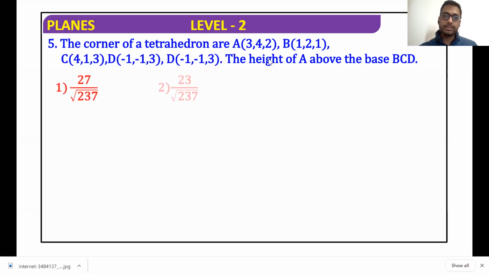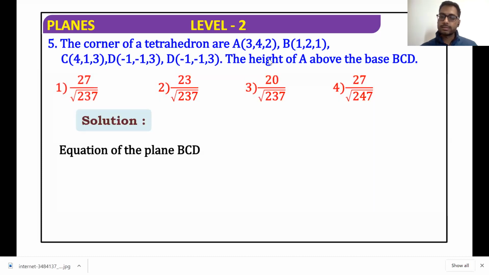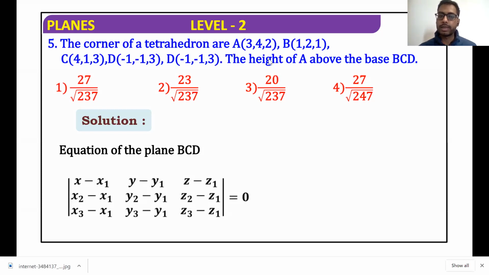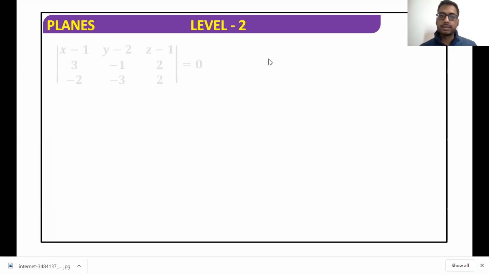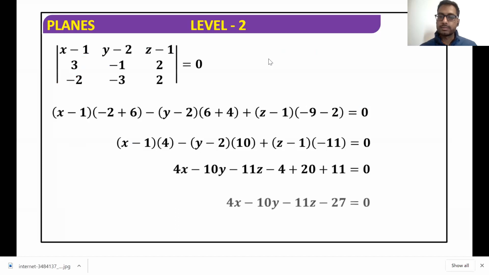So let's see the solution. First, we are going to find equation of BCD, and equation of BCD can be obtained by using this formula. All the values are given to you. x1, y1, z1 is your B coordinate, x2, y2, z2 is your C coordinate, x3, y3, z3 is your D coordinate. Substitute the coordinate values in there to get final equation. So final equation is coming as 4x minus 10y minus 11z minus 27 is equal to 0. So this is equation of plane BCD.